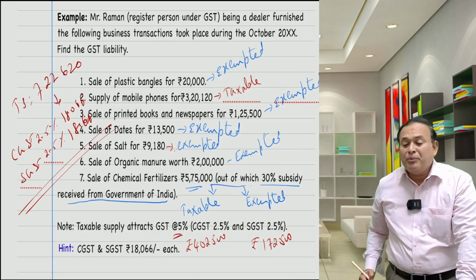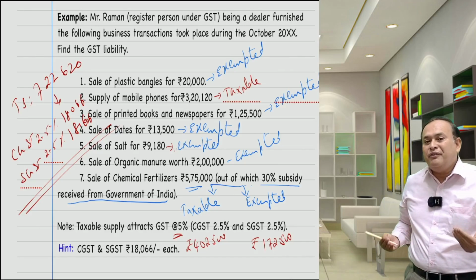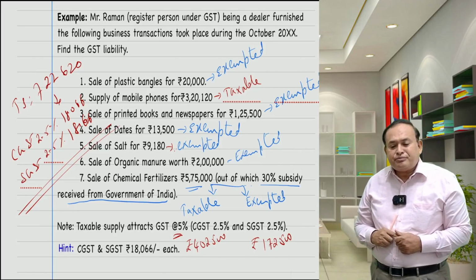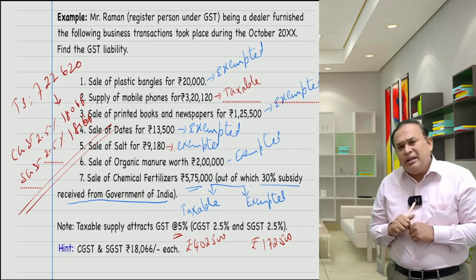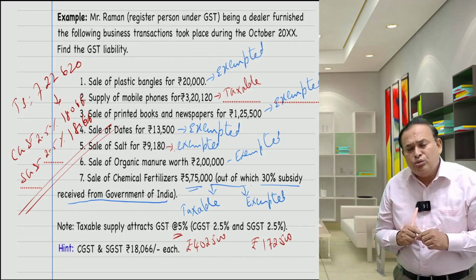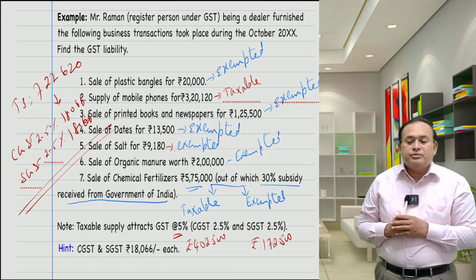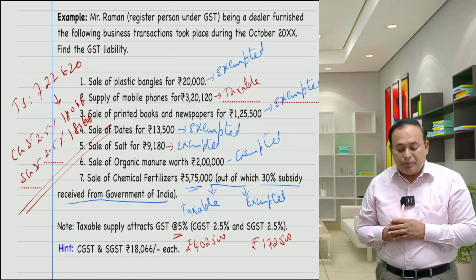From this, what we got means some more points we got exempted. Salt we got exemption. We came to notice here. Subsidy directly related to product from government, not taxable. These are points we understood from this.